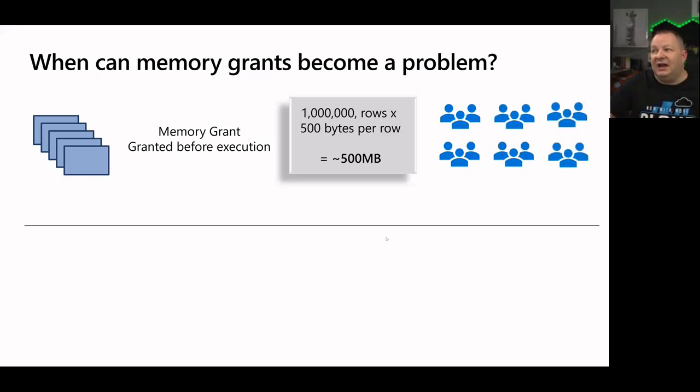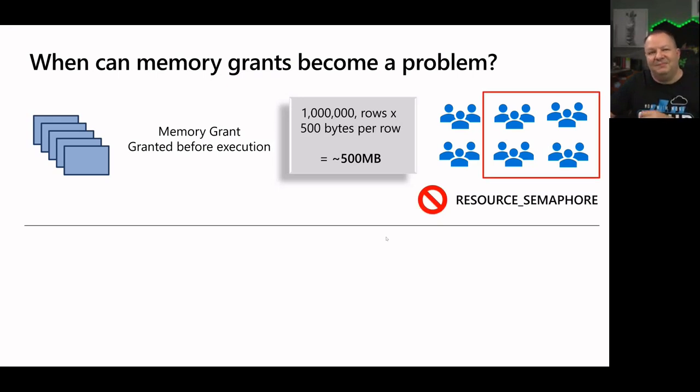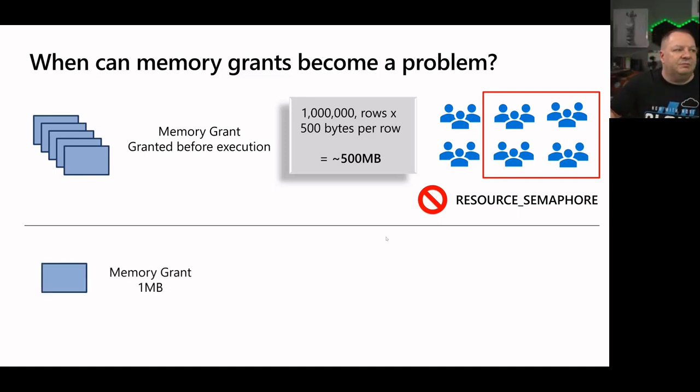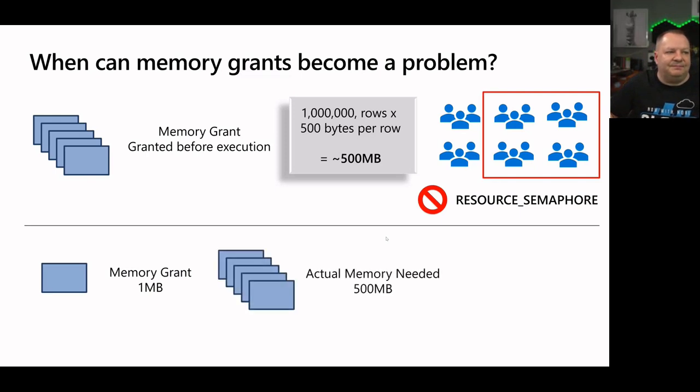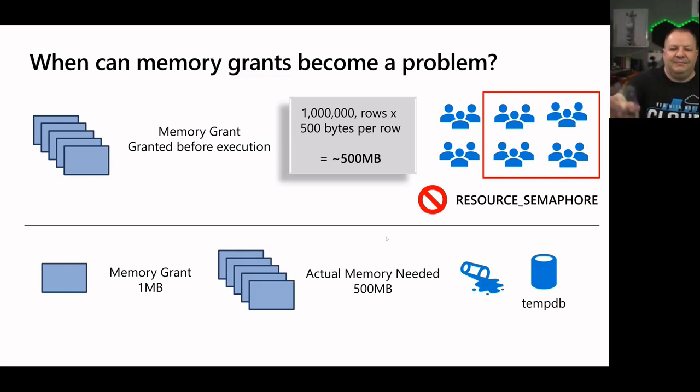So these are the things that we can do. There's an internal thing that we call a resource semaphore, basically a signal that we tell the engine how we're doing. If it's running high, that means you're running low on memory. So let's look at a 1 meg memory grant. We actually need 500. Uh-oh, spilling that onto my temp DB. Don't want to do that. It causes a whole bunch of problems. Definitely a no. Spilling is a problem.